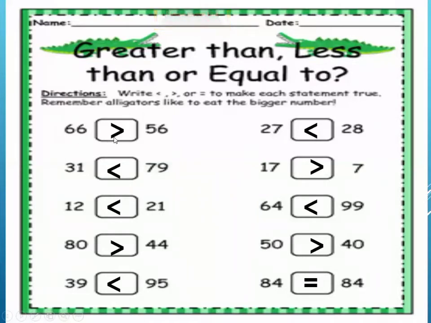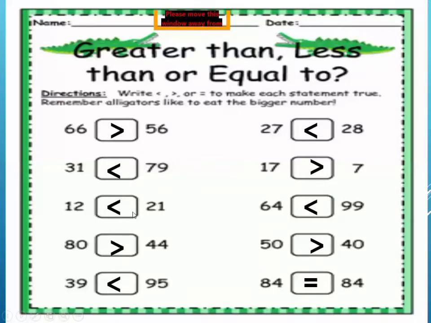So the alligator opens its mouth towards 66 because the alligator always wants to eat bigger numbers. Next one, here we have the numbers 31 and 79. So which number is bigger, 31 or 79? 79 is bigger. The alligator always wants to eat the bigger number. So the alligator opens its mouth towards 79.